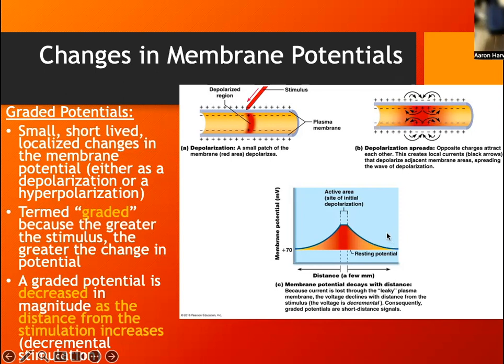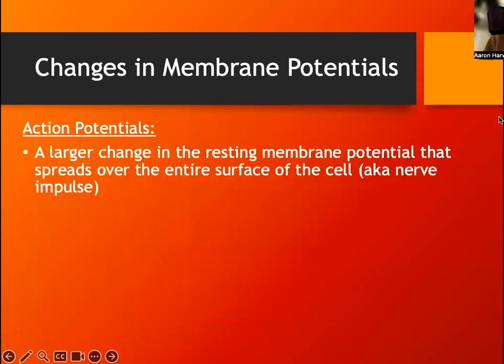These graded potentials are absolutely necessary for facilitating the full spread of an action potential. So local depolarization is facilitated throughout the whole neuron through graded potentials, which then helps facilitate an action potential, which is essentially a large change in the resting membrane potential that spreads over the entire surface of the cell. So this is your traditional nerve impulse.